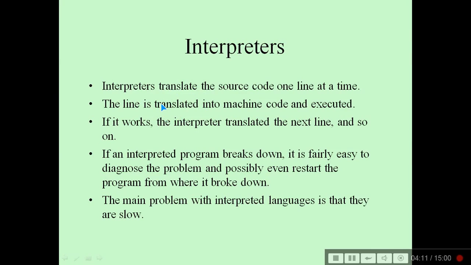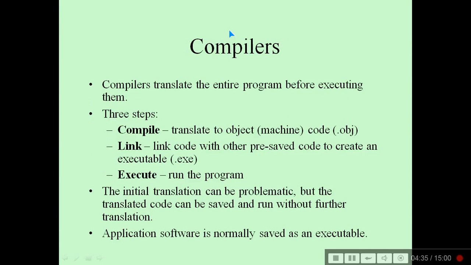Interpreters, as I explained, work one by one, and are very slow compared to compiled languages. For example, Java is both compiled and interpreted. That is why it is somewhat slower than C and C++, which are totally compiled languages. Compilers have 3 steps: compiling, linking, and executing. It does it at a go, as I mentioned, and it is saved as an executable, that is .exe.